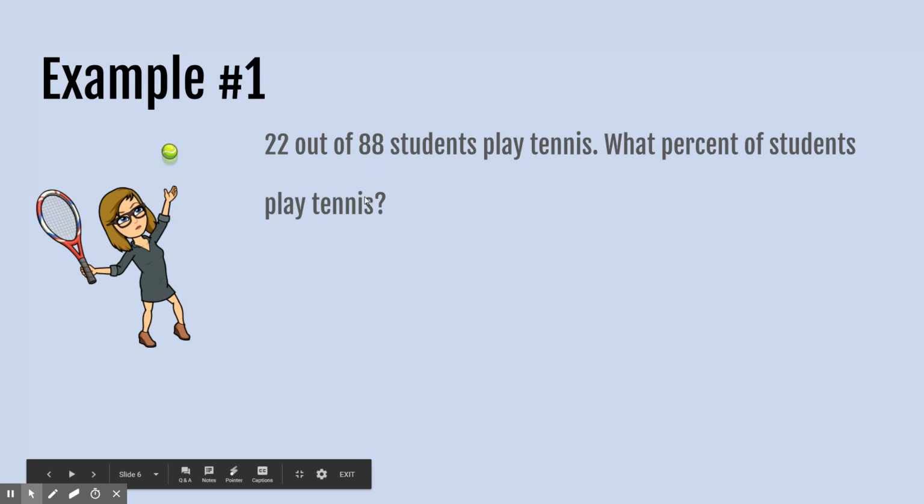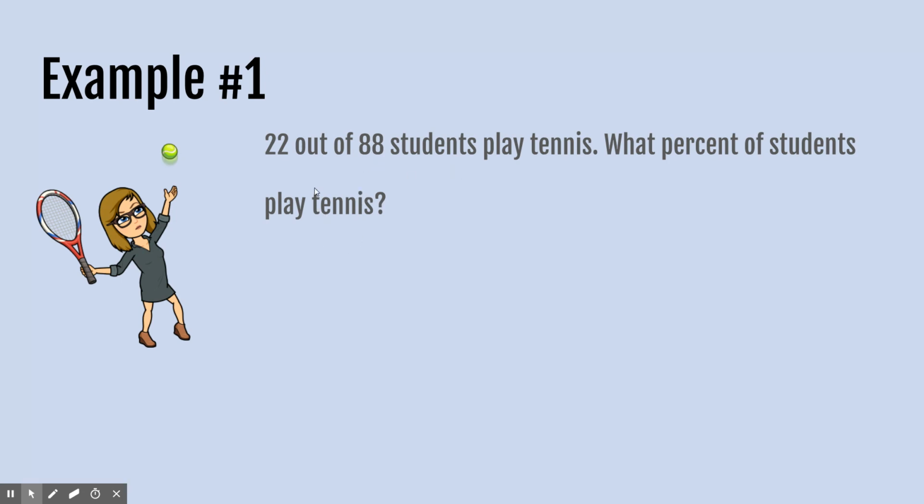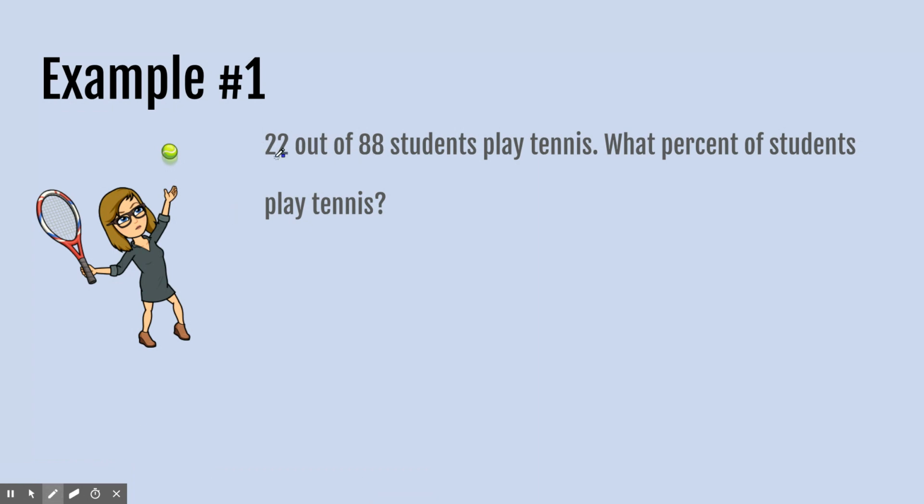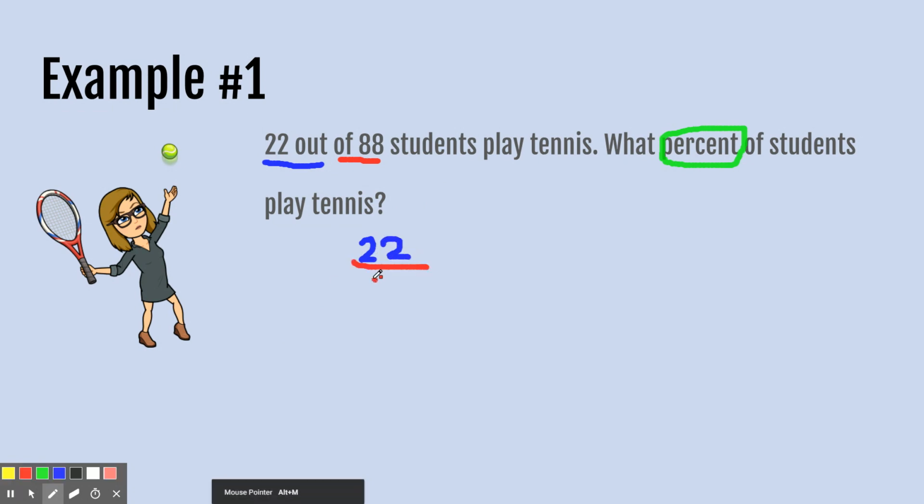So here is just an example of a word problem maybe that they would ask you to find what percent of something. So it says 22 out of 88 students play tennis. What percent of students play tennis? So if I know 22 out of, so obviously 22 would have to be the part, out of 88 is the whole, and I want to know what percent of students is that playing tennis. So when I set up my proportion, I can do 22 over 88 like this. So the part to whole, and I want to know what percent that's equivalent to.